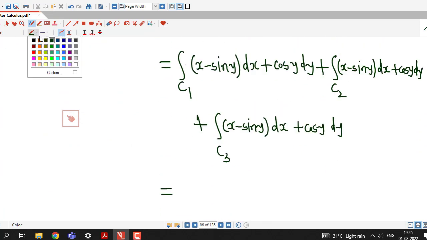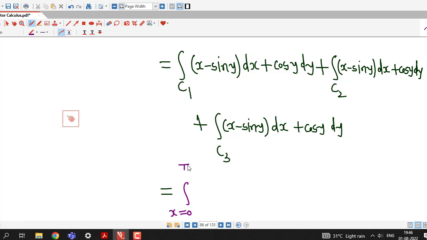So that we substitute directly here. We consider x from 0 to pi by 2 along C1, y is 0, therefore sin 0 is 0. Here dy is 0 along C1, so we are left with x dx only. Because y is 0, therefore sin 0 is 0, and here dy is 0.